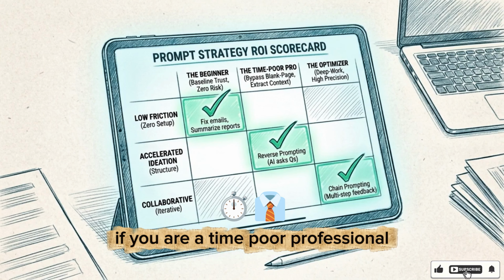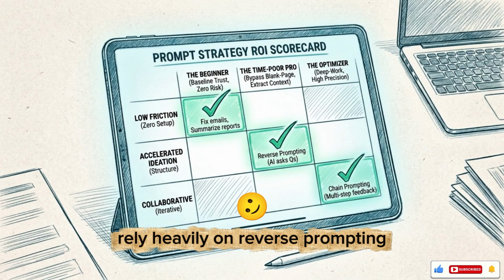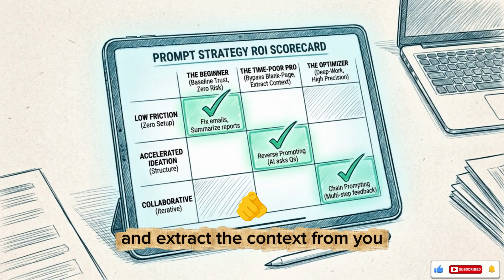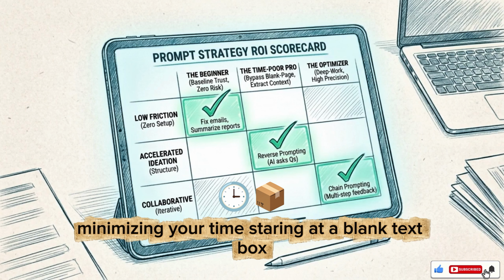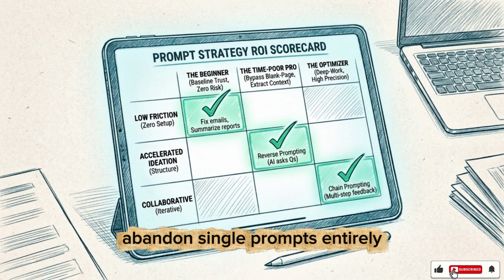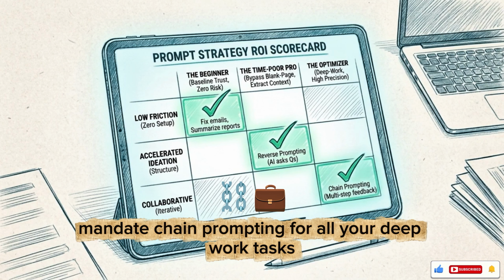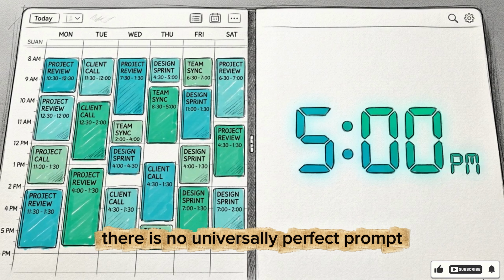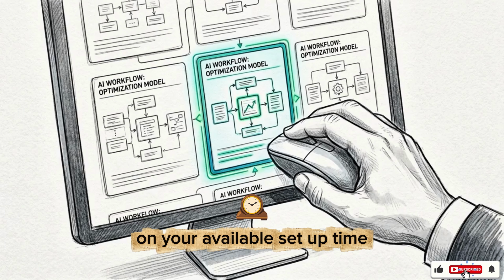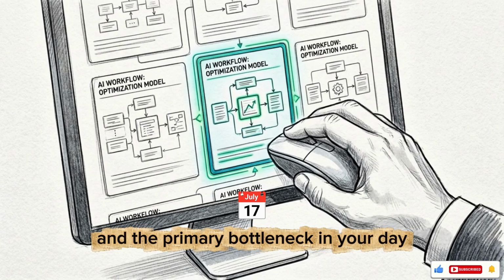If you are a time-poor professional, rely heavily on reverse prompting. Force the AI to ask you questions and extract the context from you, minimizing your time staring at a blank text box. And if you are a workflow optimizer, abandon single prompts entirely. Mandate chain prompting for all your deep work tasks. There is no universally perfect prompt. Your ideal strategy depends entirely on your available setup time and the primary bottleneck in your day.